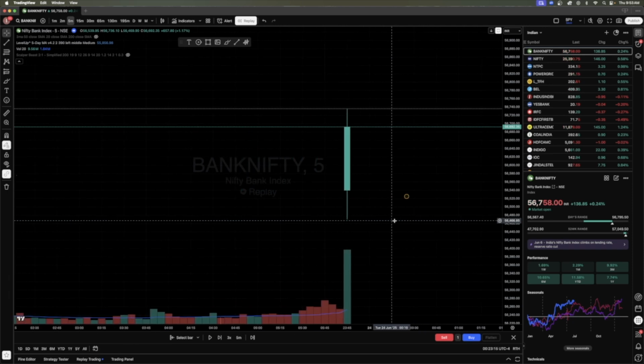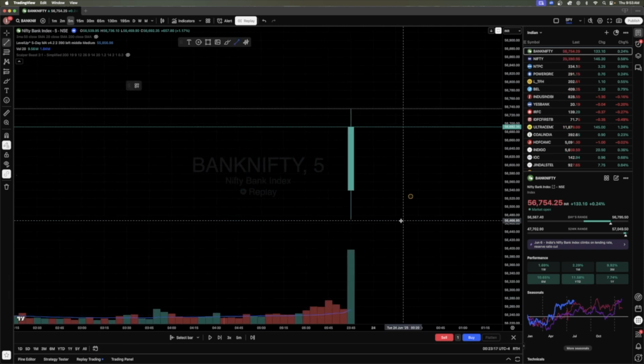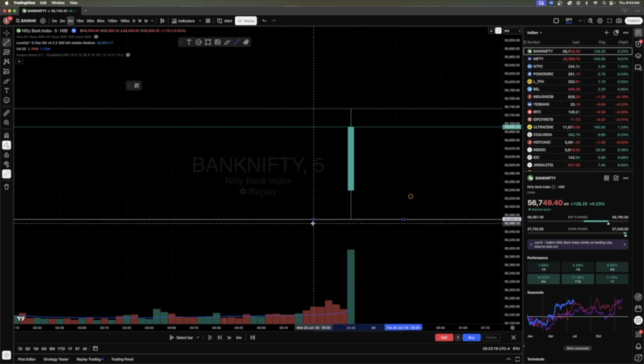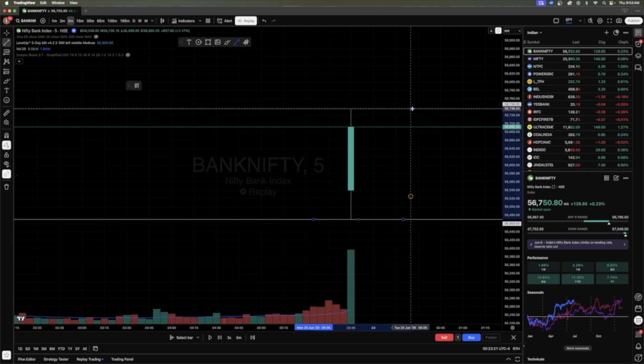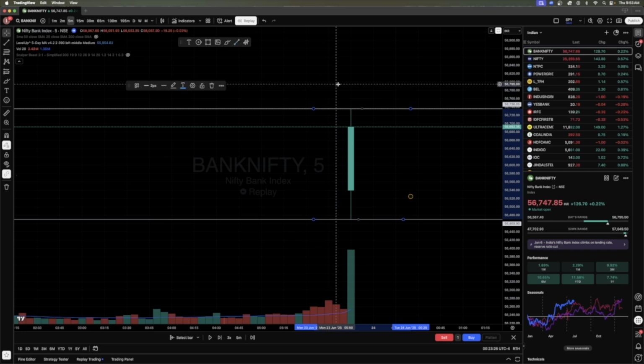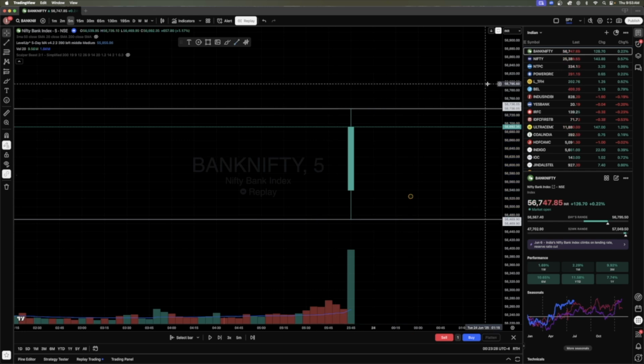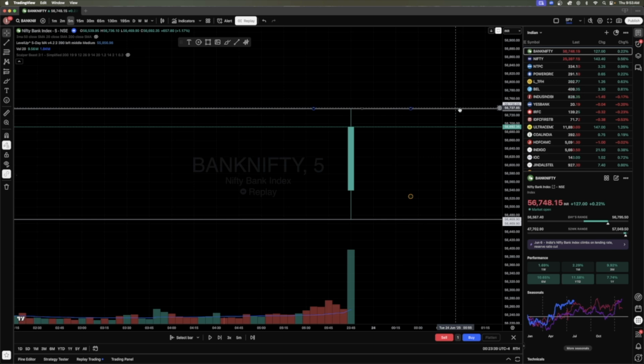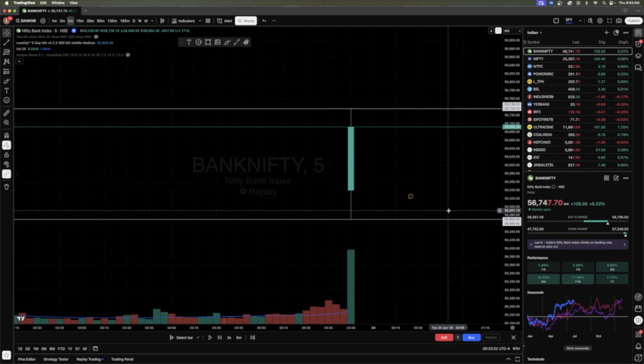So the market opens, you wait for the first 5-minute candle to close. Once the first 5-minute candle closes, you're going to draw a line on the highs of the first 5-minute candle, and you're going to draw another line at the lows of that first 5-minute candle. Well, that's it. There we go. The highs of the first 5-minute candle is what we call ORB highs, and the lows of the first 5-minute candle is what we call ORB lows. Easy.